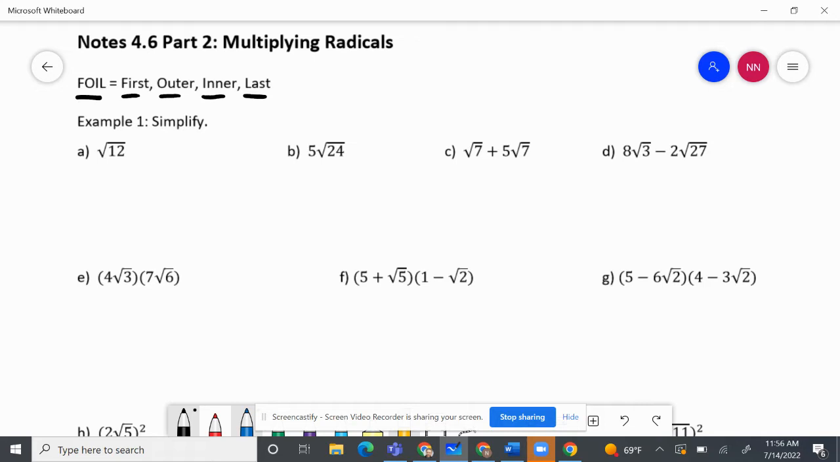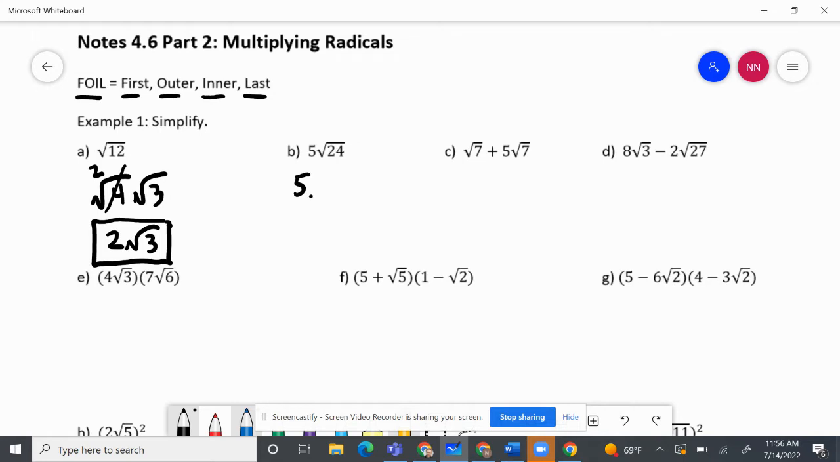Now, before we get into foiling, I just want to do a quick summary of what we did last time, because if you don't remember how to simplify a radical, it really makes it difficult to multiply. So here we have √12. And we know that 12 is 4 and 3. The square root of 4 is 2, so it's 2√3. That's how we simplify radicals: we have to find a square number, a number that we could take the square root of.